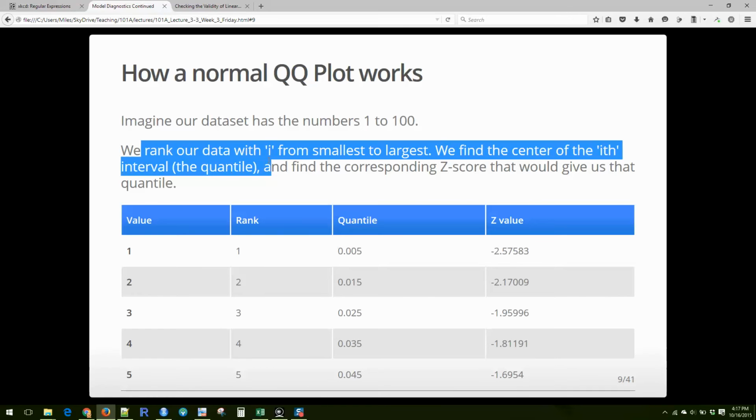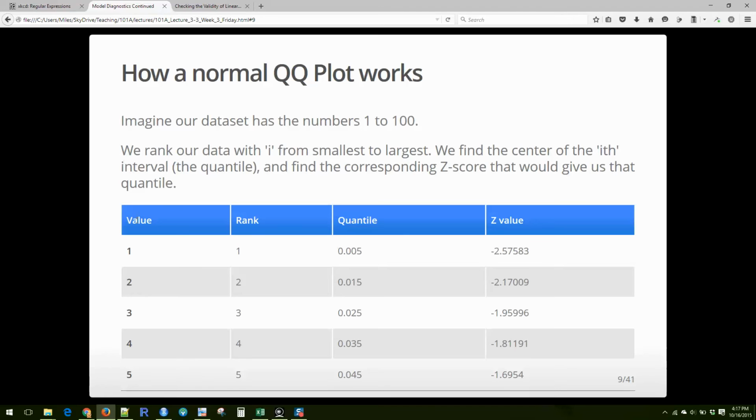So what we do is we take the values and we rank them from smallest to largest. In our case, the value and the rank will be equal, but whatever values you have, you rank them from smallest to largest. Okay. And then based on the rank, with 100 numbers, you split up 100% into 100 little pieces, and then you find the midpoint for each of those pieces.